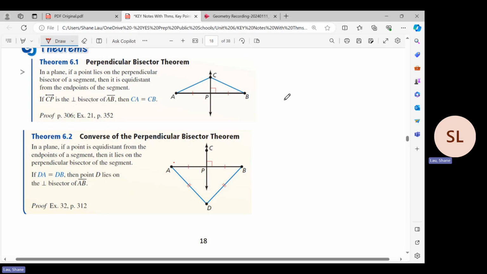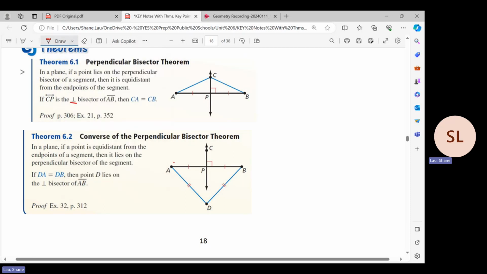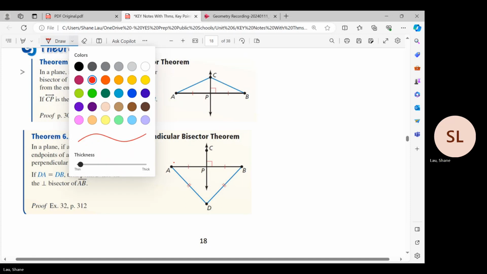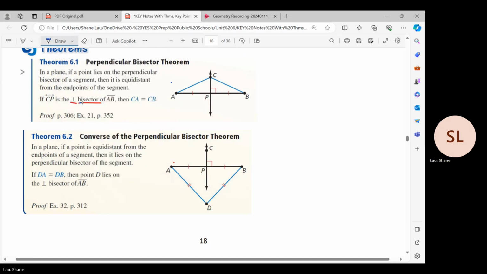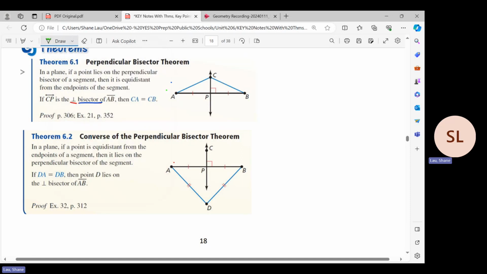If line CP is the perpendicular, we're going to underline that, bisector, get another color if you have one, and change it to blue, for instance. Change to blue. There we go. Of AB. And then our then statement says this last part of CA equals CB.